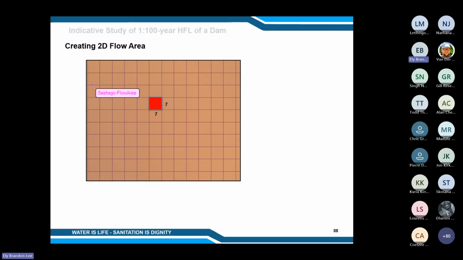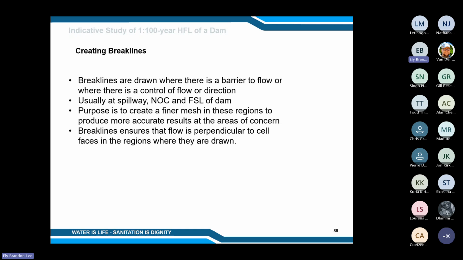of the mesh was used to set the size of each cell within the flow area of the mesh to 7 by 7 meters. I included break lines into my model to accurately predict the behavior of the flow at certain areas of my dam.